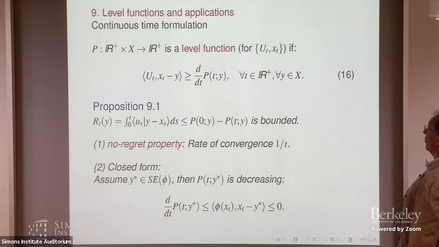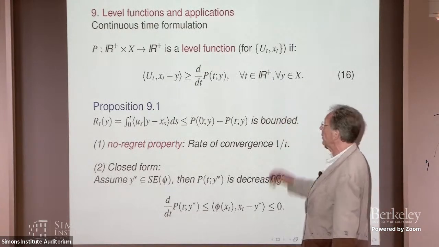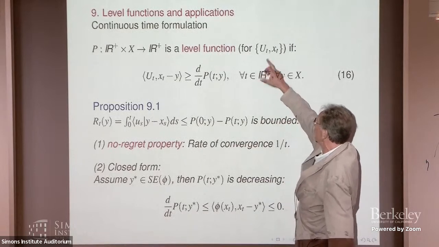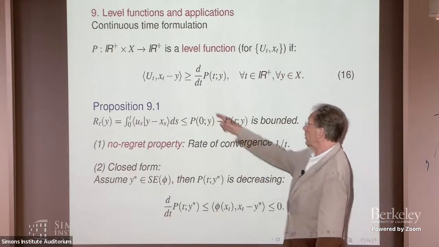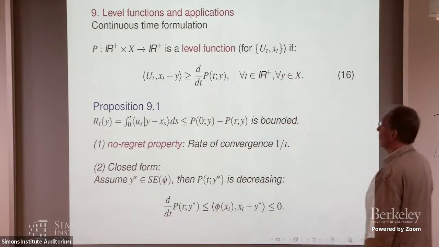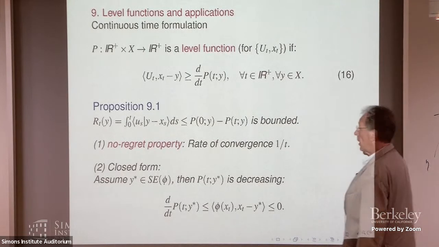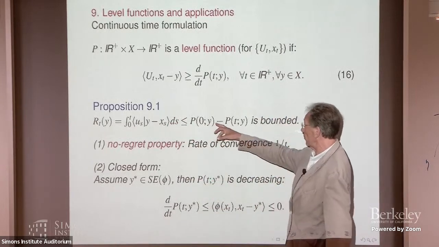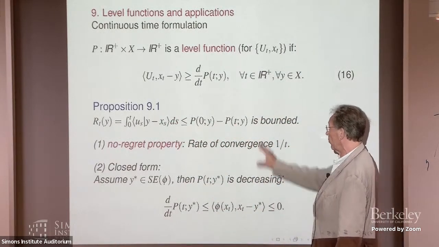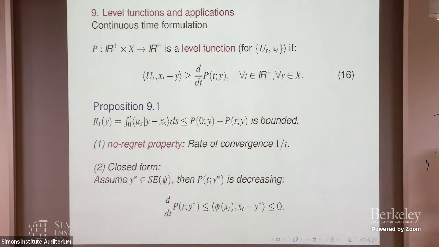So this was just the last point, level function application. I'm looking at the continuous time formulation. I will say that a function with positive value is a level function if you have this property. It depends on the u_t and your trajectory x_t, so it depends on the algorithm, and I want this property here: u_t, x_t minus y greater than this. Now, if there is a level function, then the regret, which is the integral of this, is smaller than p of 0 minus p of t. P of t is positive, so it's bounded. So the rate of convergence of the regret is 1 over t.